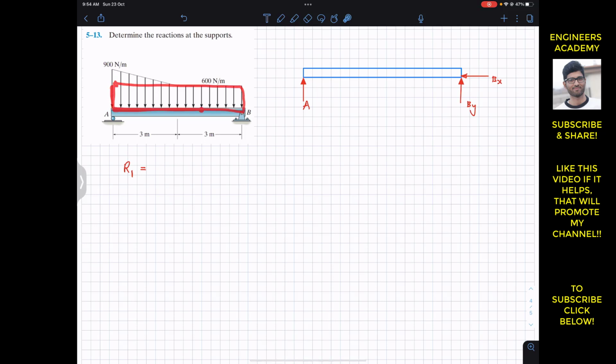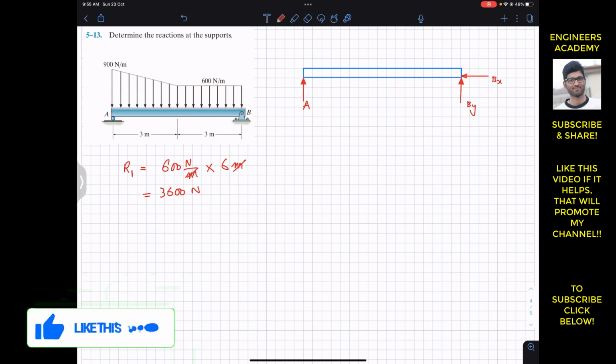So now the area of this rectangle will be 600 newton per meter multiplied by 6 meters, so that will be 3600 newton, meter will cancel out. So now the resultant of this rectangular load distribution is equal to 3600 newton, and this R1 resultant will pass through the centroid of this rectangular area. The centroid of this rectangular area will be at its mid length. This is 6, so it will be acting at 3 meters from this point B or from this point A.